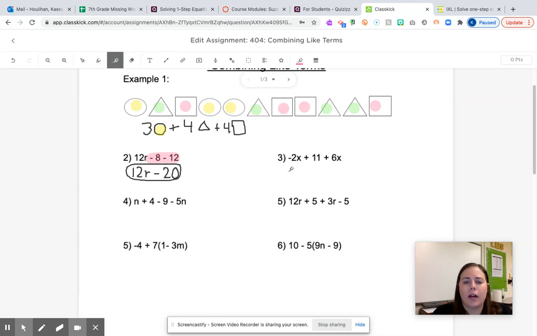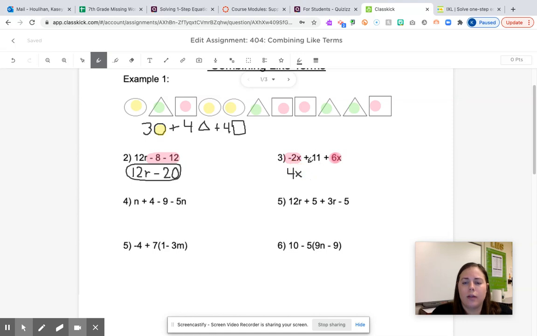So I have number 3, negative 2x plus 11 plus 6x. Well, I have 2 terms with x, so I'm going to highlight those. Those are my like terms. I need to add them together. Negative 2x, and I have 6x. I'm going to add those together. So negative 2 plus 6 is 4. And if you don't know that, type it in a calculator.